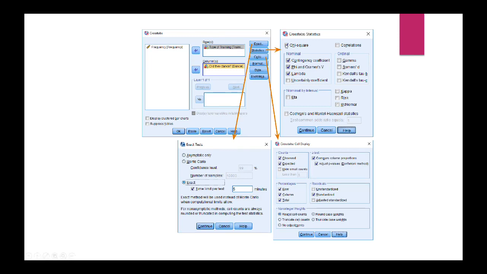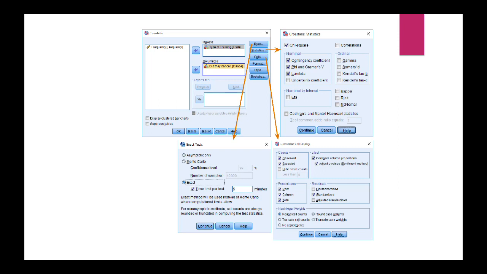For our statistics, we're going to run chi-square. We're going to run a contingency coefficient, phi and Cramer's V, and then lambda. I've always used these; this is what I've been told from the start. I've never really noticed a difference in the data when they're not selected. If anybody has and they can err on that, that'd be helpful. But other than that, I haven't noticed a huge difference when using those.